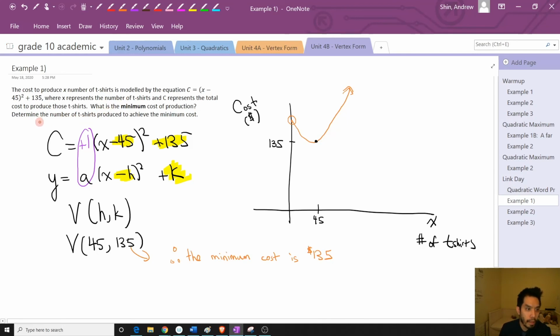And part B, inside part B, there's a second part. It says determine the number of t-shirts produced to achieve this minimum cost. So the number of t-shirts produced that correspond to that minimum cost is 45 t-shirts. The minimum cost is $135 and occurs producing 45 t-shirts. Okay, and that ends this question, example 1.